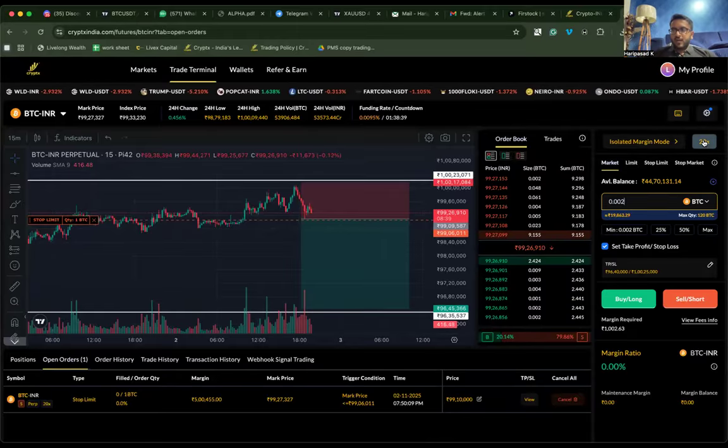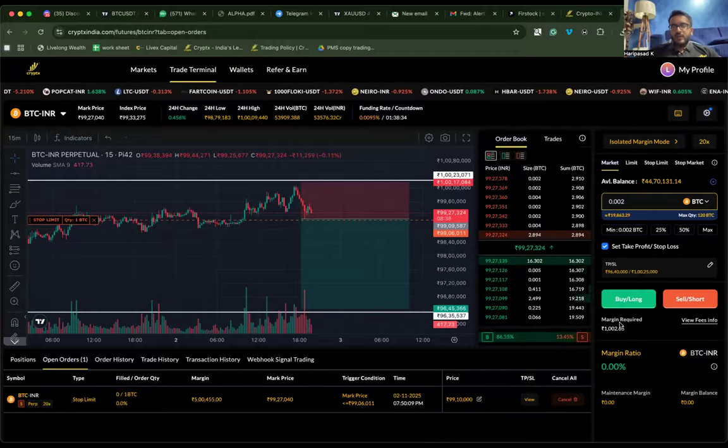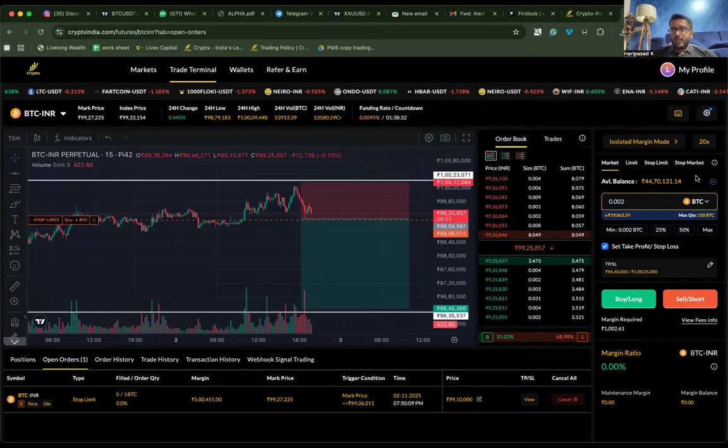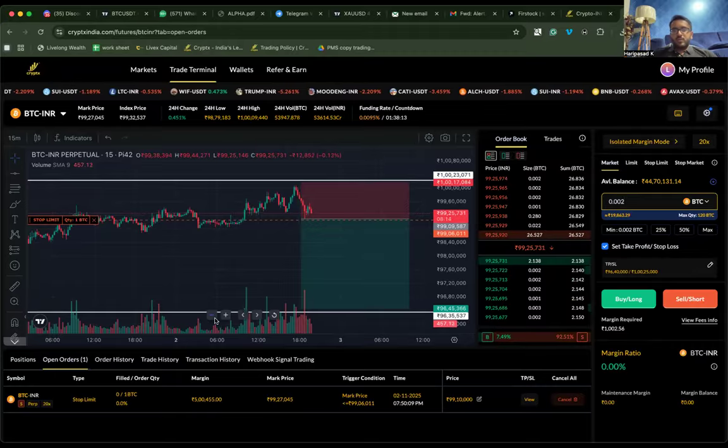If you're trading on higher leverage, let's say 75x and all, you'll need even less. But I would recommend you keep, sorry, maximum 20x leverage and not more than that. I would recommend you start trading with a maximum of 20x leverage. Don't take more leverage than that, because the more leverage you take, the more your P&L fluctuations are going to be. So it's not going to be very easy for you to control your risk and reward.